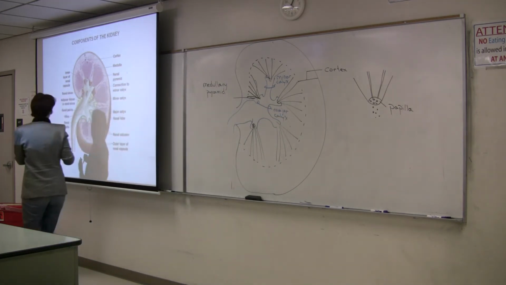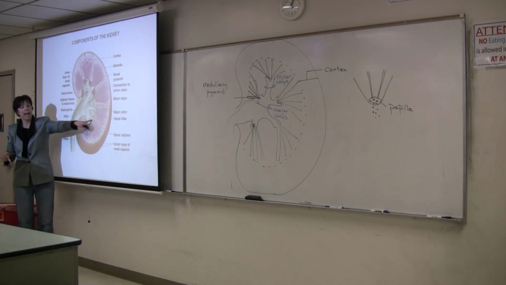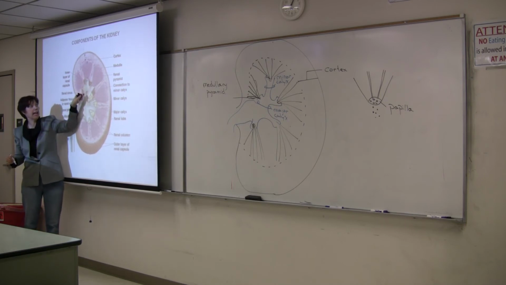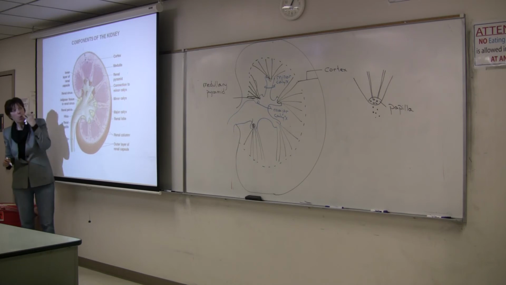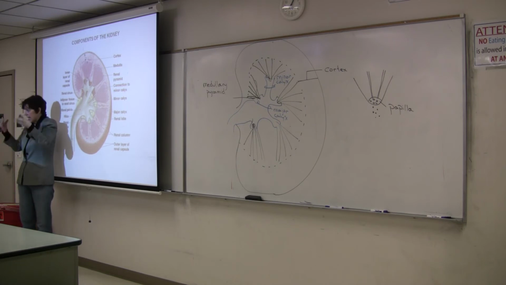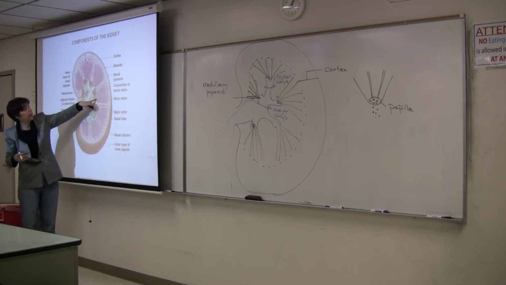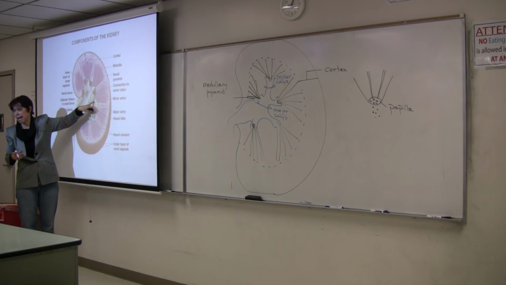Right? So here would be two minor calyces, and this would be their major calyx. Here would be three minor calyces and their major calyx. Once the filtrate, the fluid that has been filtered from the blood, exits the tips, the papillae of the pyramids, and enters into the minor calyx, that's the first time we actually call this fluid urine.